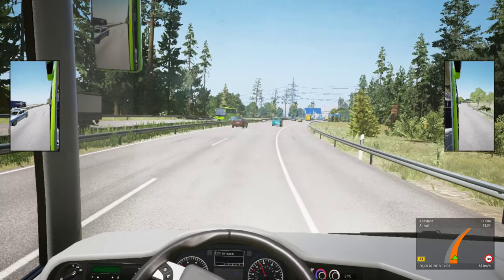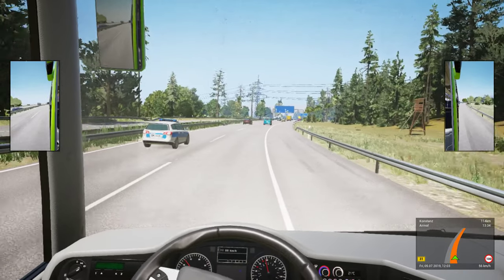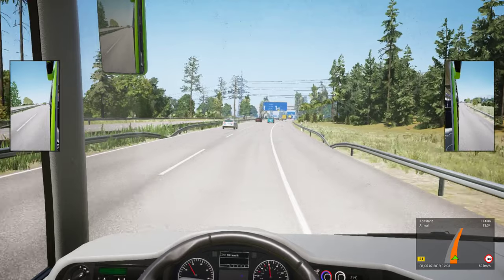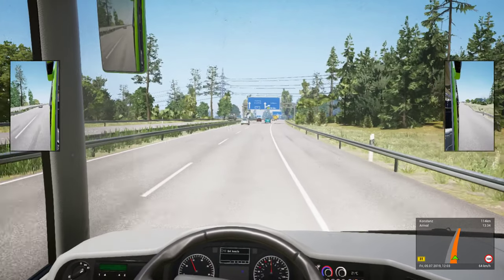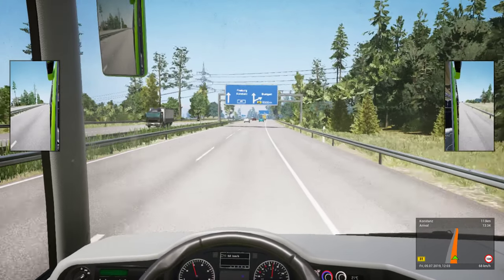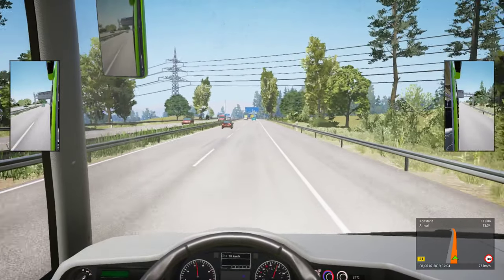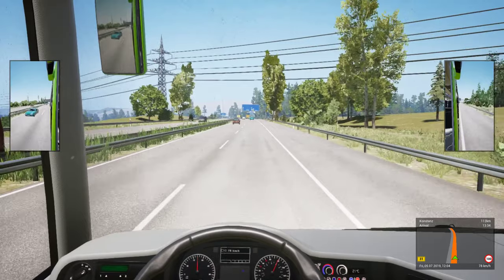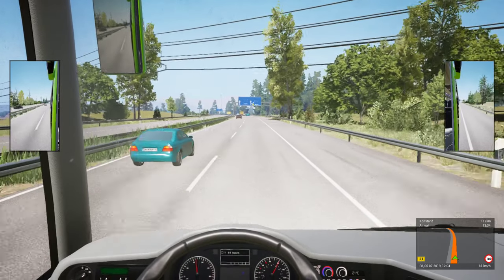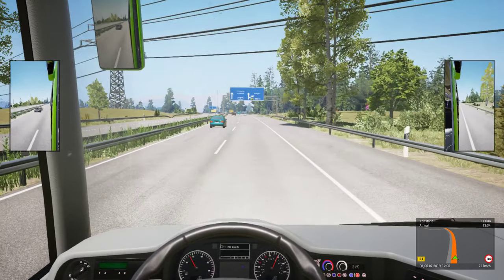More than it did earlier anyway, there's a Flixbus the other side of the road. Okay. Stuttgart, Freiburg and Konstanz, straight on. I assume I can do from this lane.